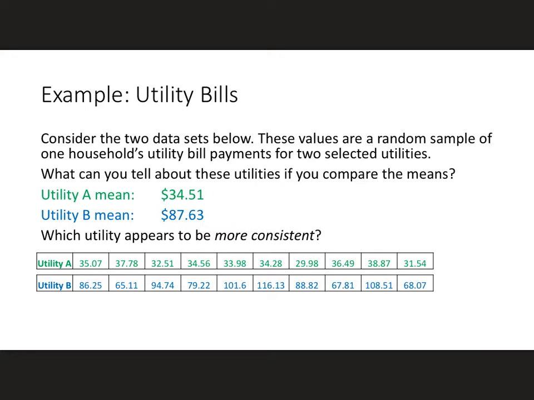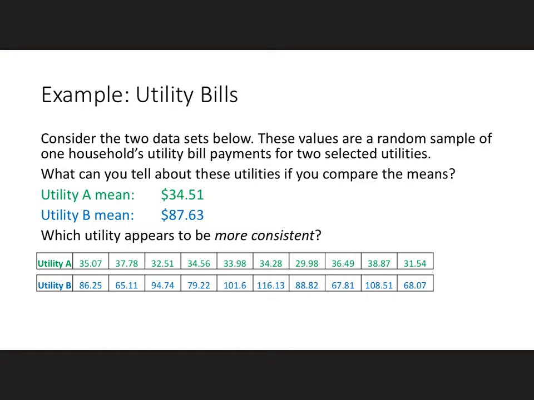We're going to consider the two data sets below. These values are a random sample of one household's utility bill payments for two selected utilities. What can you tell about the utilities if you compare the means? So here we're looking at utility A has a mean of 34.51, while utility B has a mean of 87.63. So just by looking at the means, it looks like utility B is going to be higher.